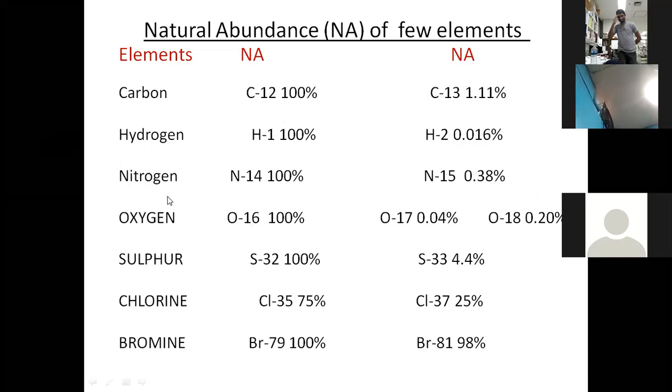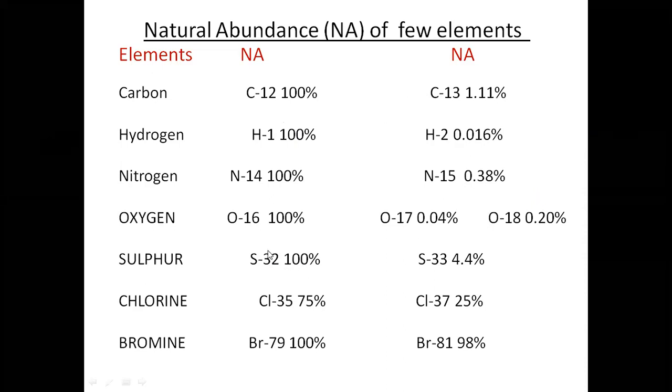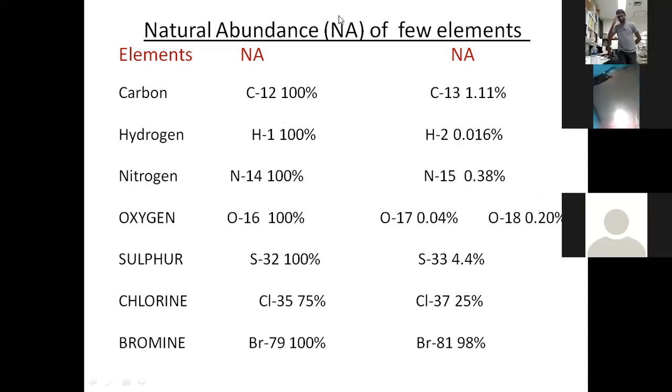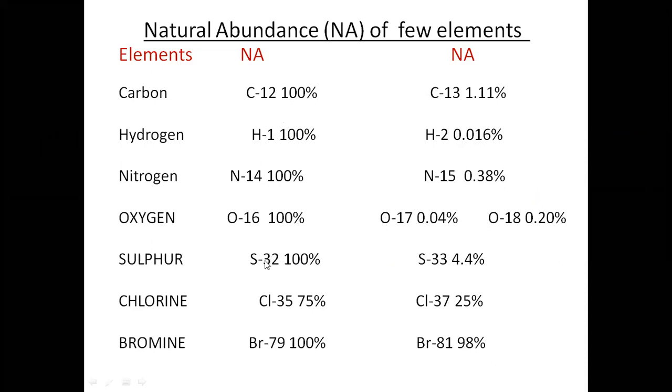Other elements are nitrogen and oxygen. You can see sulfur here also. Sulfur has two isotopes, 32 and 33. The higher atomic mass is called the heavier isotope, which is 4.4%, and the lighter isotope is about 95.6%.